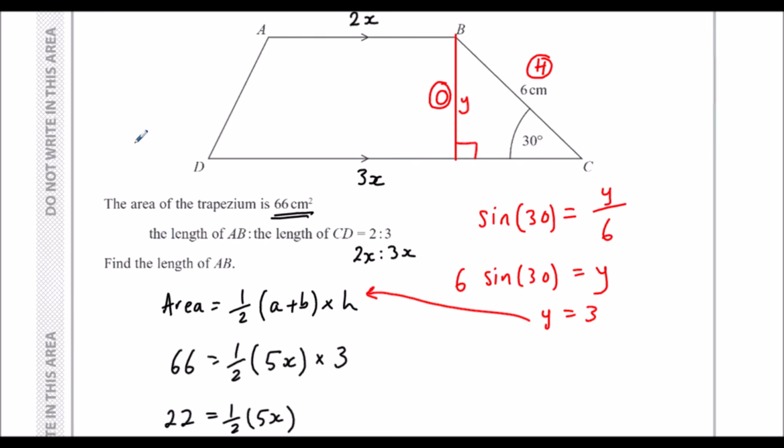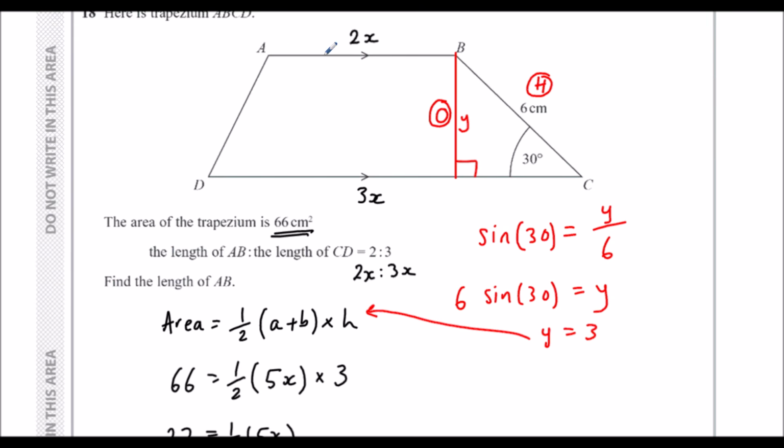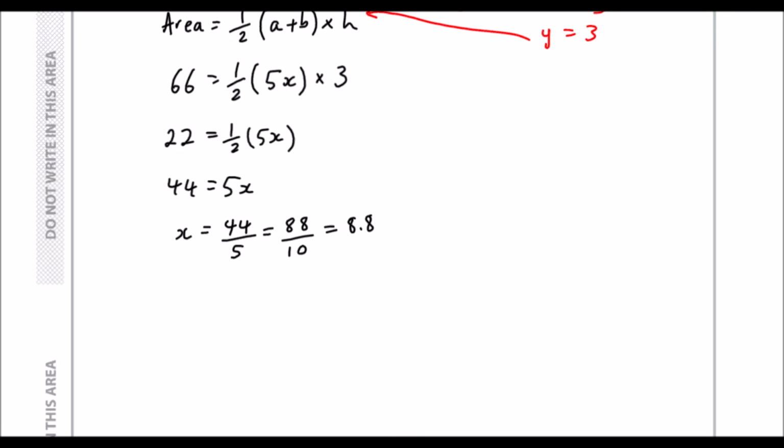We want the length of AB. We don't want x. We want 2x. So 2x is 2 of these, 2 8.8s. So 2 8s are 16. 2 0.8s are 1.6. So we've got 17.6 centimeters.